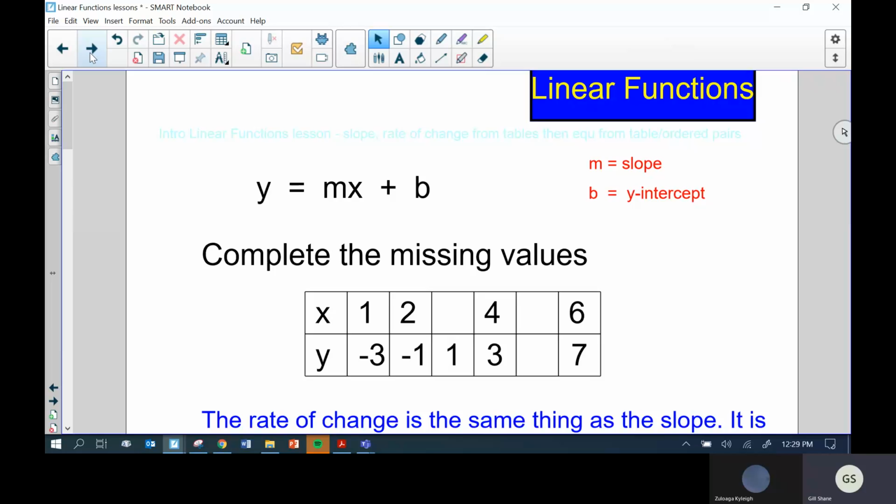So let's see, who do I want to call on? Christian, what's the first number on the top row for the x's? First missing number. Oh, Christian Lowe, sorry. What's the first number on the top row? 1, 2, and then what's the next number?